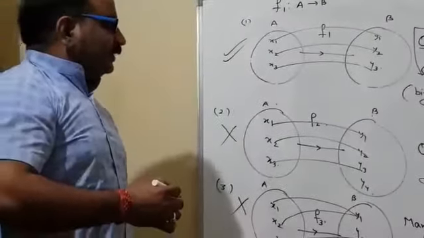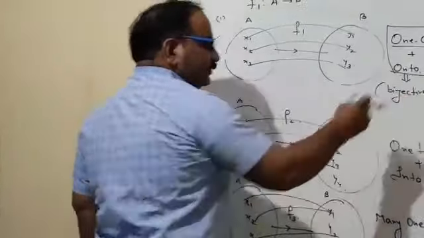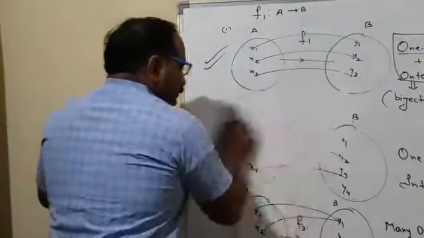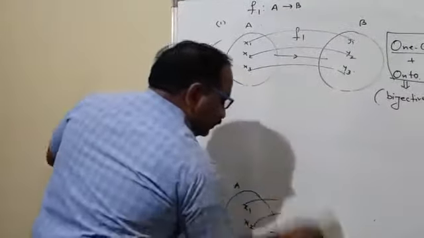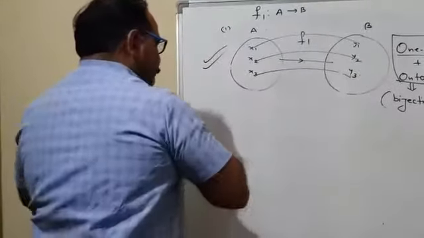So the basic condition to be an invertible function is what? The function must be bijective. So now we can conclude based on this discussion. The inverse of any function will exist only when the function is one-to-one and onto.